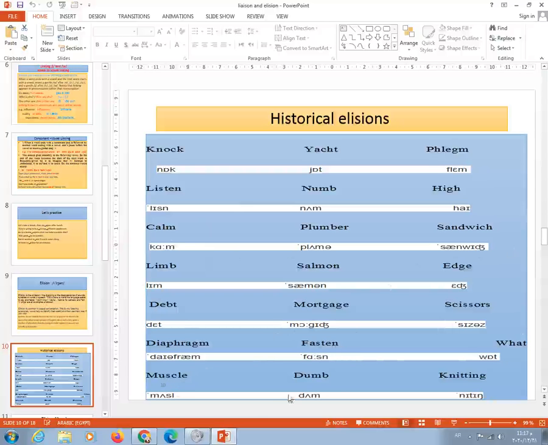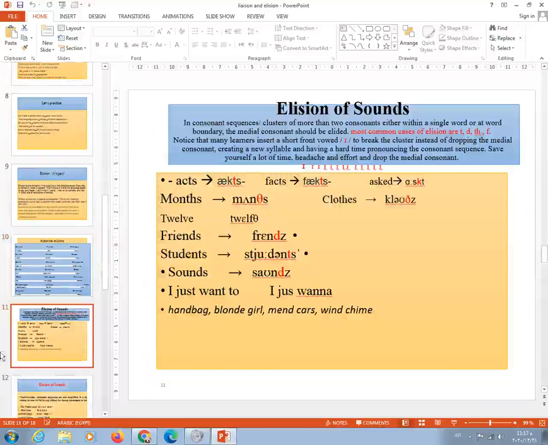Dumb, knitting. Okay so let's look at بقى some rules. احنا لازم نتعلم rules دي اللي جايه دي. Legends of sounds. Okay here's the golden rule. Thank God we have this rule in English. When we have this cluster of consonants، دي المجموعة ديت من consonants.